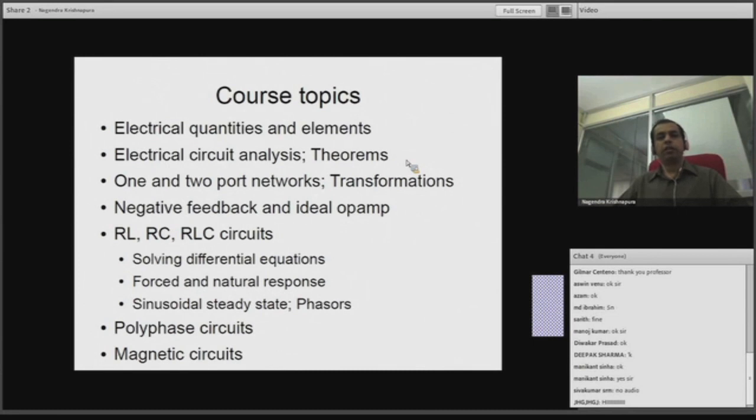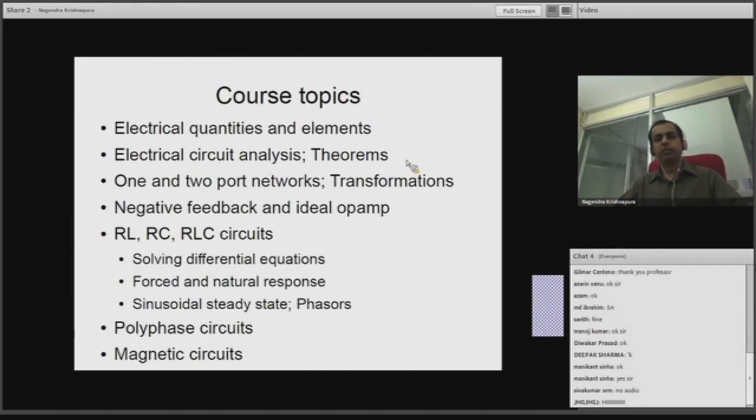Okay, one port means you have one set of terminals where you can apply a voltage or apply a current. Two ports means there are two such pairs of terminals where you can do the same, and so on. Okay, and there are ways of transforming between multiple ways of representing these circuits. We'll also study those things.